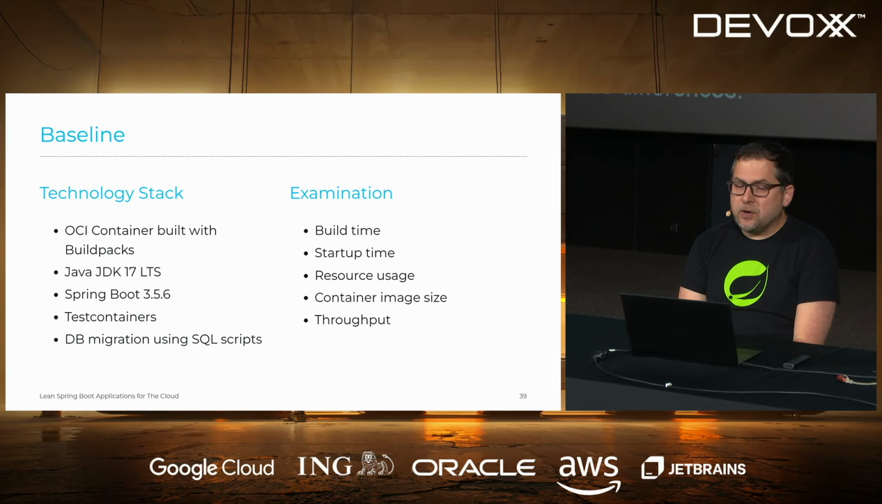The technology stack of the Spring PetClinic is basically Spring Boot with the current version, 3.5.6, since yesterday. Testcontainers, and then we have some migration scripts in there. We have some caching as well, and yeah, that's basically it. And it uses a database, a Postgres database, if you start the application by default. We are going to look at the things as I showed you the commands before: build time, startup time, resource usage, container image size, and the throughput.